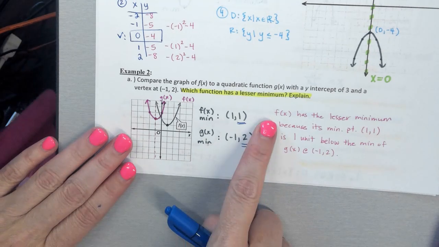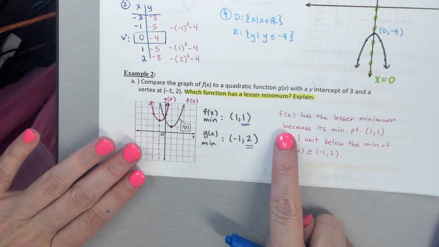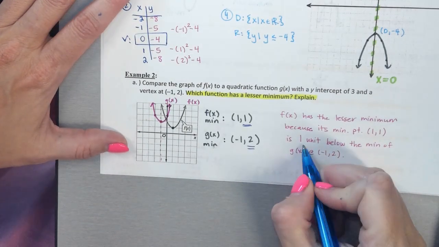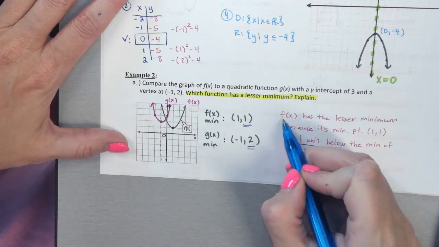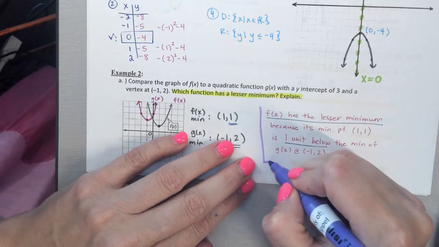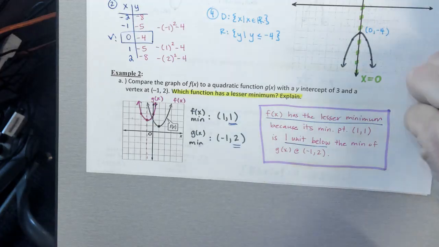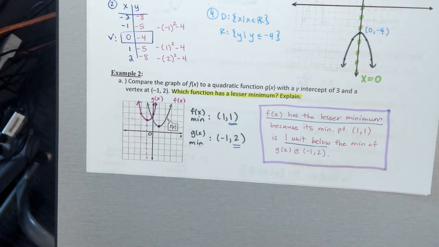Okay, so our explanation addresses this question. F of x has the lesser minimum, and then we're saying why, because its minimum point is 1 unit below the minimum of g of x. Okay, so make sure you have those key values in your explanation. Okay, and then once you have that written down, if you want to go to part B, the question is similar, but it is presented in a different format. So go ahead and look and see what the question is asking you.